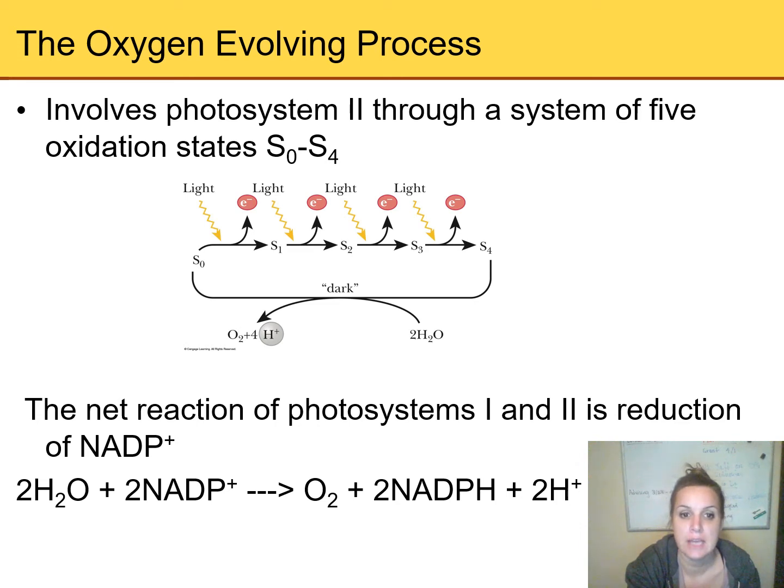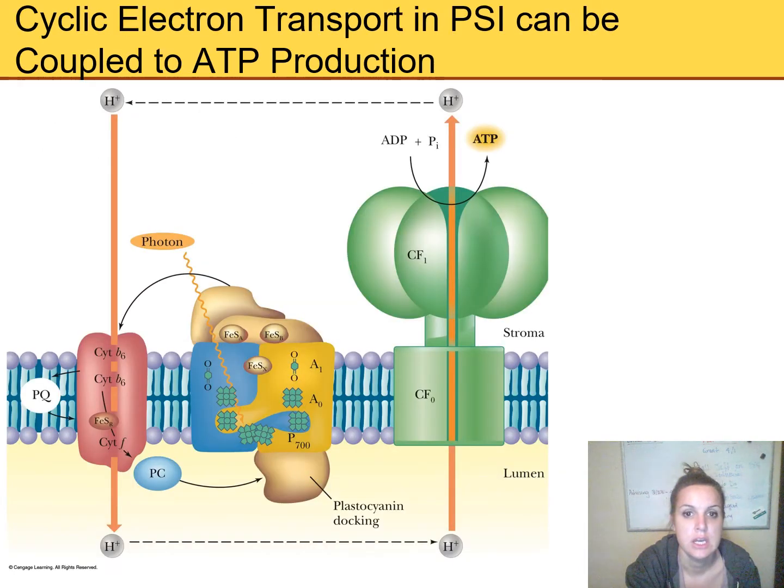The net reaction of photosystems 1 and 2 is going to be the reduction of NADP to NADPH, and you can see that reaction here to the left. So photosystem 1 doesn't actually involve the splitting of water, and it doesn't involve the reduction of NADPH. It's basically independent, and it's harnessing this energy in the form of light energy that we call photons. So the photons are going to be used to excite electrons.